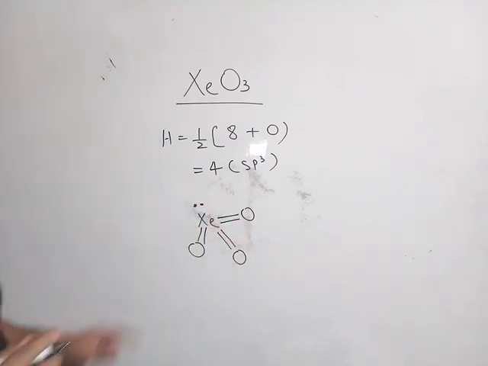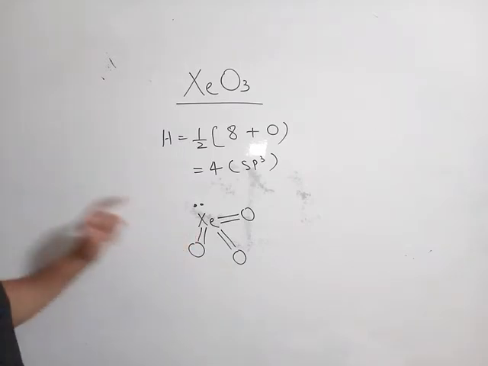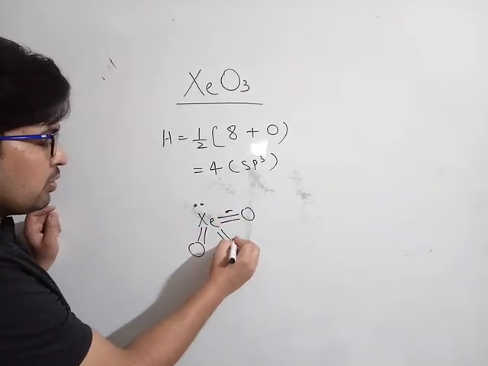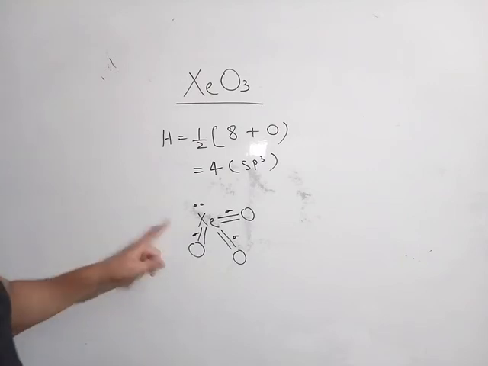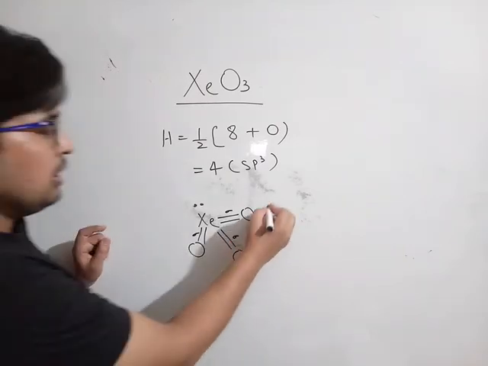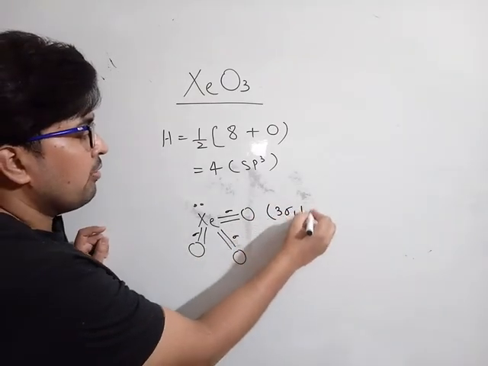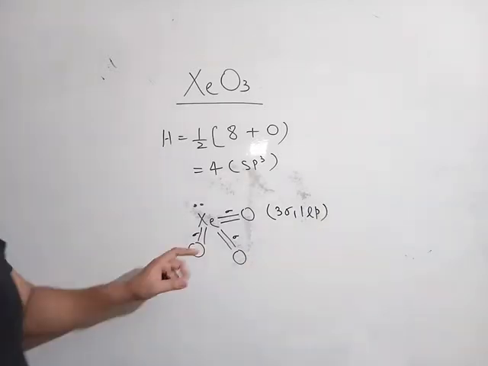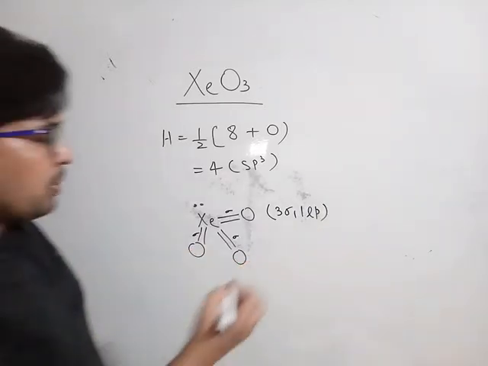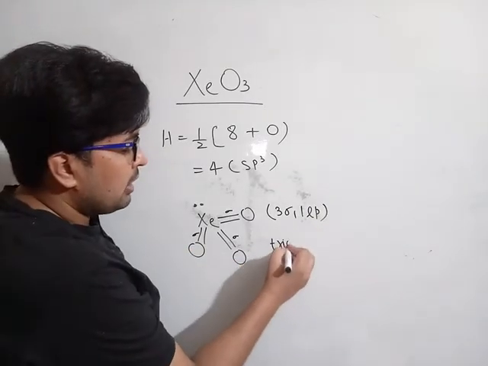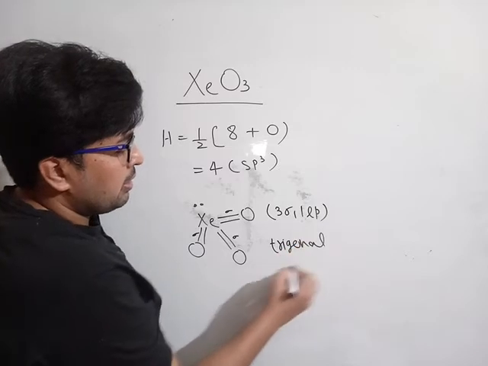So total we have 8. So what will happen here? If I check the sigma, so 1, 2, 3, you don't have to count the pi bond here. So case will be 3 sigma 1 lone pair. So we all know what the shape is in the 3 sigma 1 lone pair. The shape name will be trigonal pyramidal.